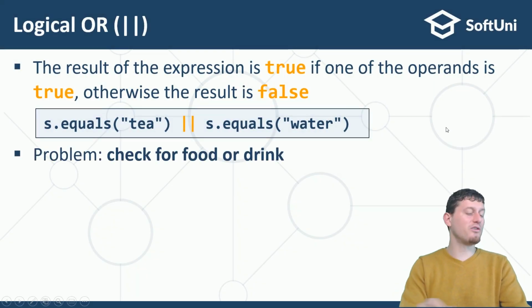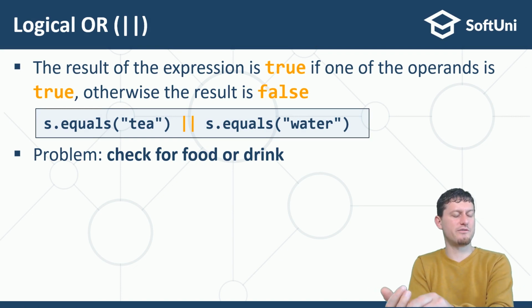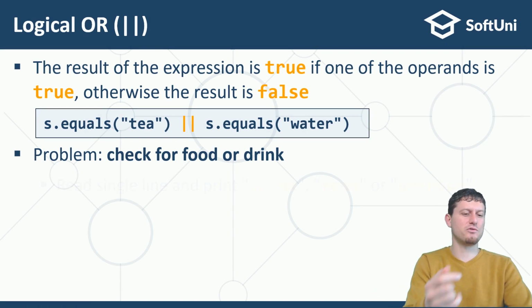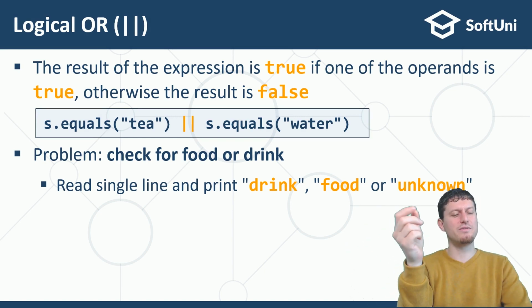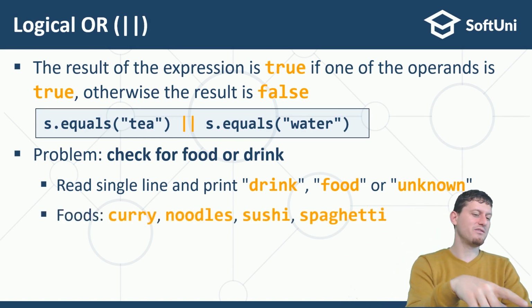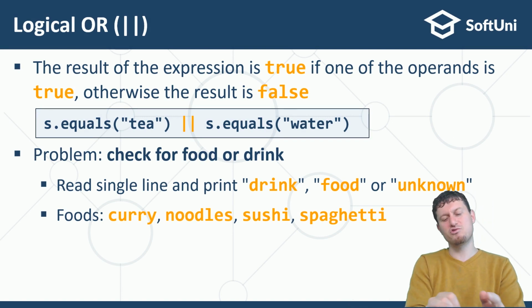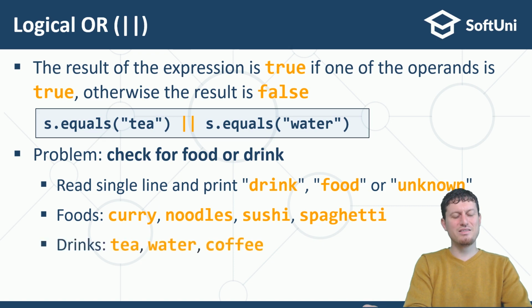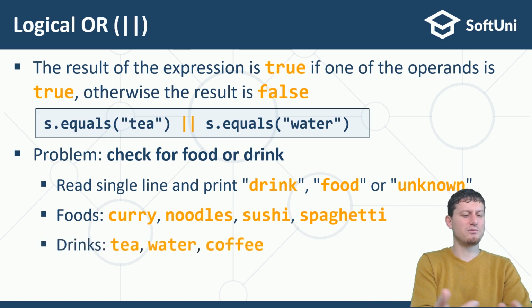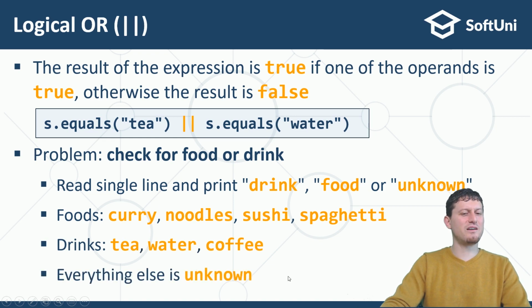So, let's solve this problem. Check for food or drink. Whether something is food or drink. We read a single line and print drink, food, or unknown. We consider that the foods are curry, noodles, sushi, and spaghetti. That's all, only 4 types of food. And drinks are tea, coffee, and water. Okay? So everything else is unknown.